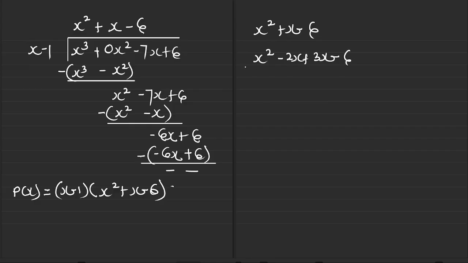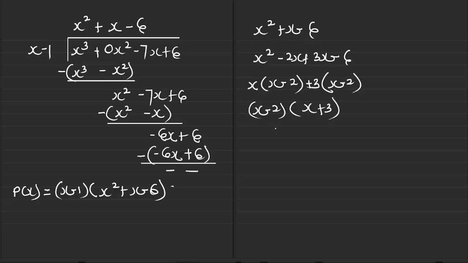For these two, what do they have in common? We have an x, then into bracket, our x minus 2. And the same applies here, x minus 2, with its coefficient of what? A positive 3. So with that, we have our x minus 2 and then the x plus 3.